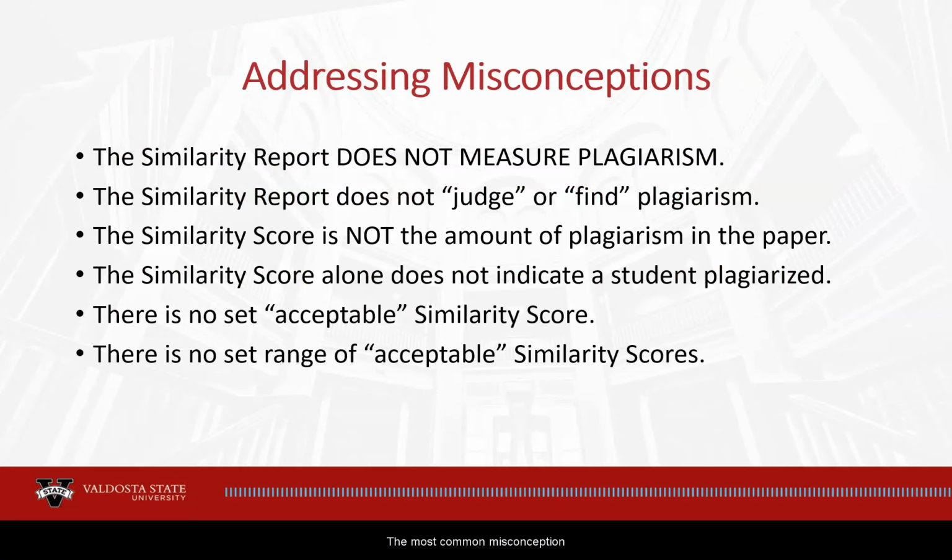The most common misconception is that Turnitin finds plagiarism. It does not. It locates similarity between content, not information, in the paper and content elsewhere, based solely on the parameters set up by an instructor. The similarity score is just that, a numerical representation of the percentage of similarity to other resources based on the parameters. It is not the amount of plagiarism, nor does it indicate plagiarism. Finally, there is no one acceptable score. The percentage in the score will be varied based on the type of assignment, the requirements, and the settings.